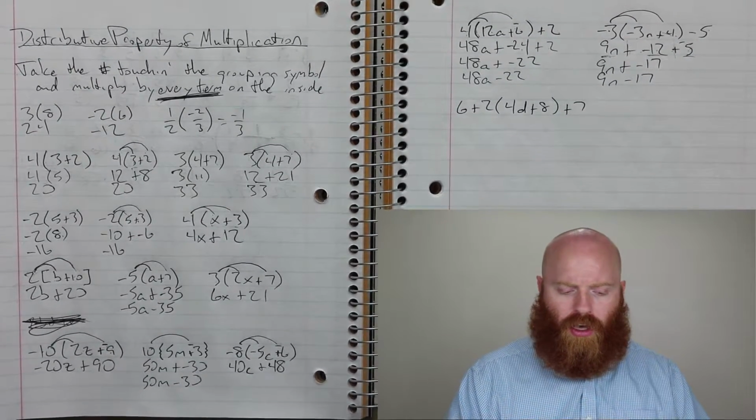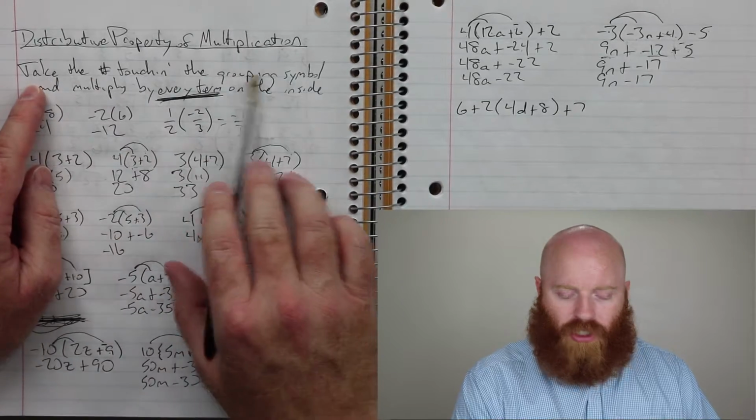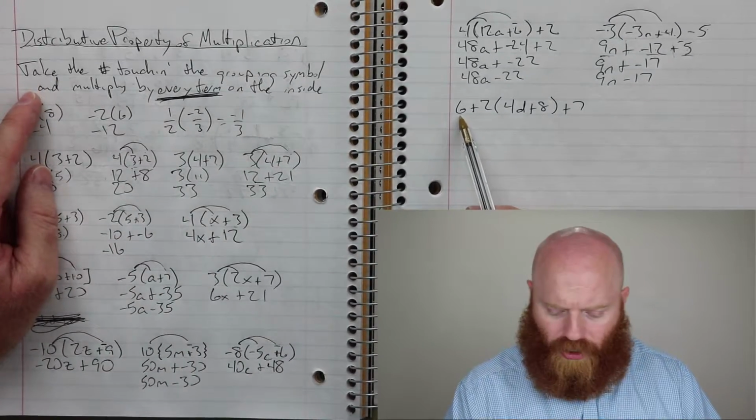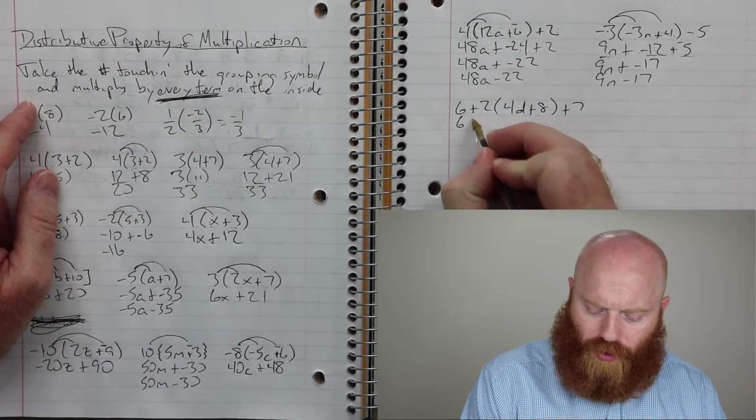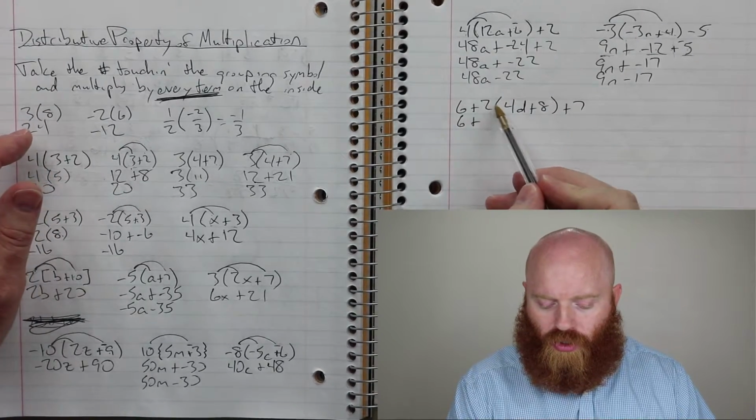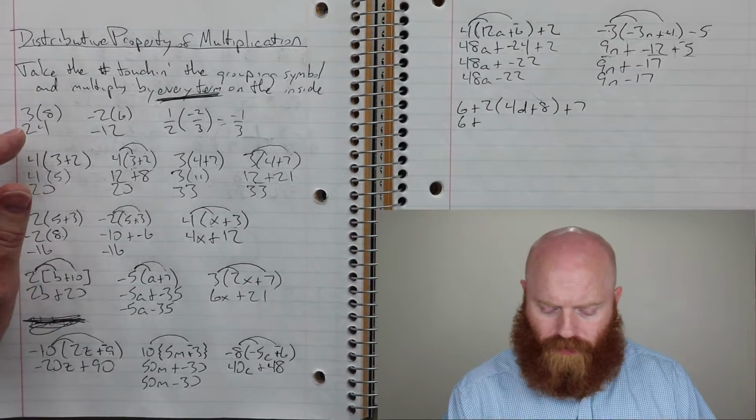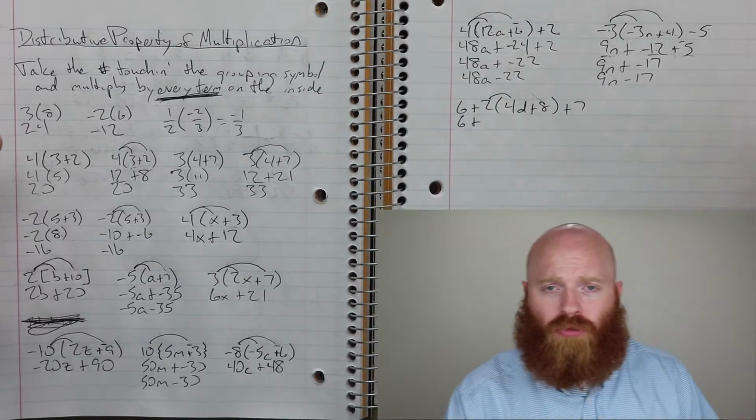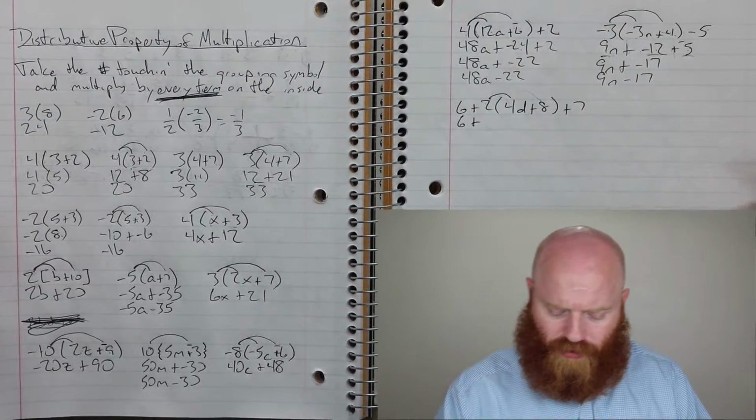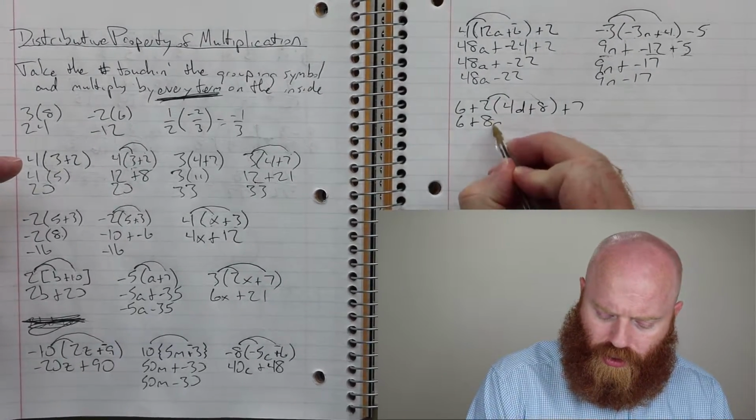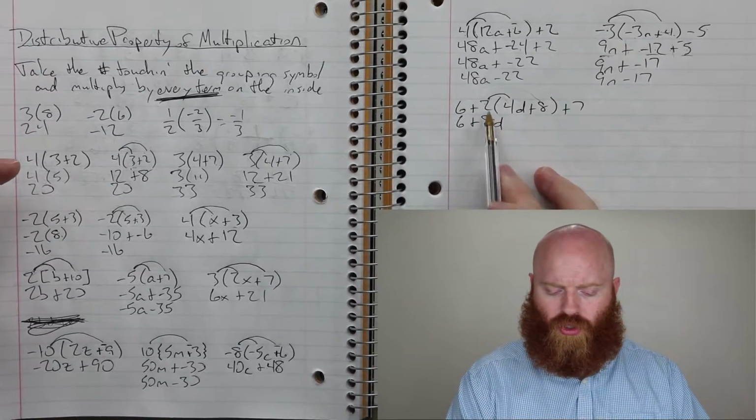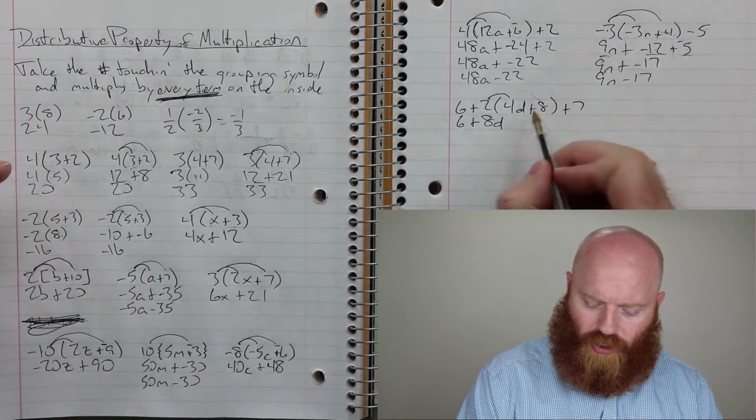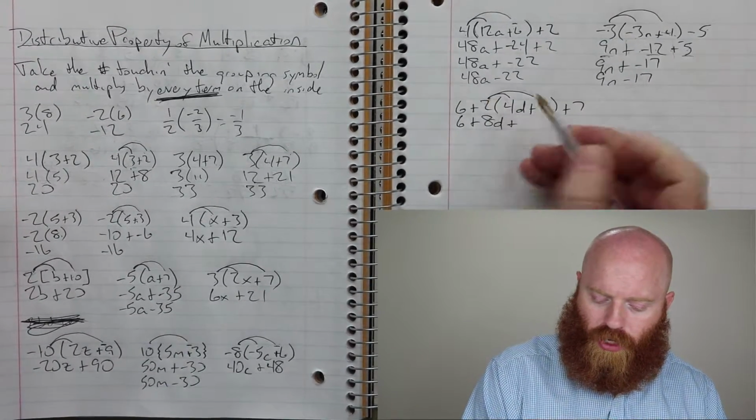So let's get started. You've got to take the number touching the grouping symbol. This 6 ain't touching nothing. So that's just 6. Bring down a plus, always bring down a plus. Now this 2, that's who needs to be distributed. So 2 times 40, what's 2 times 40? 2 times 40 is 80. Bring down a plus, always bring down a plus. Then 2 times 8, that's 16.